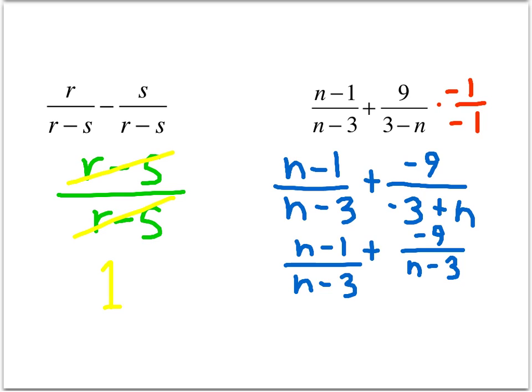And so now I do have those common denominators. So now all I have to do is combine my numerators. So I do have a couple numbers I can put together here. Negative 1 and negative 9 is negative 10. So my final answer here then is n minus 10 over n minus 3. That's the best I can do. Remember, I can't do any reducing or canceling here. So that's my final answer.